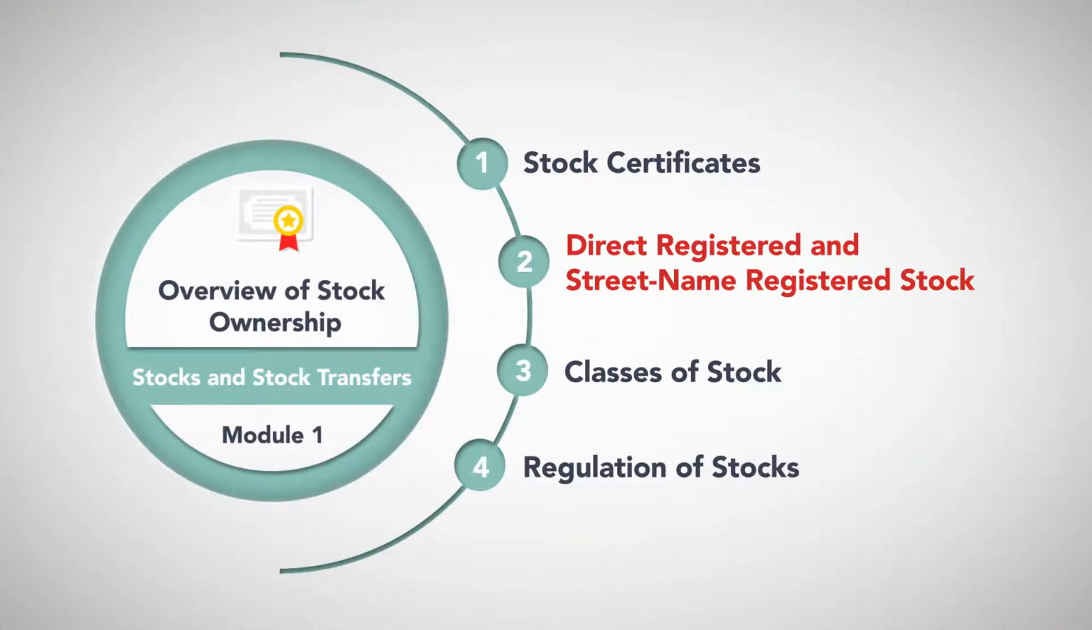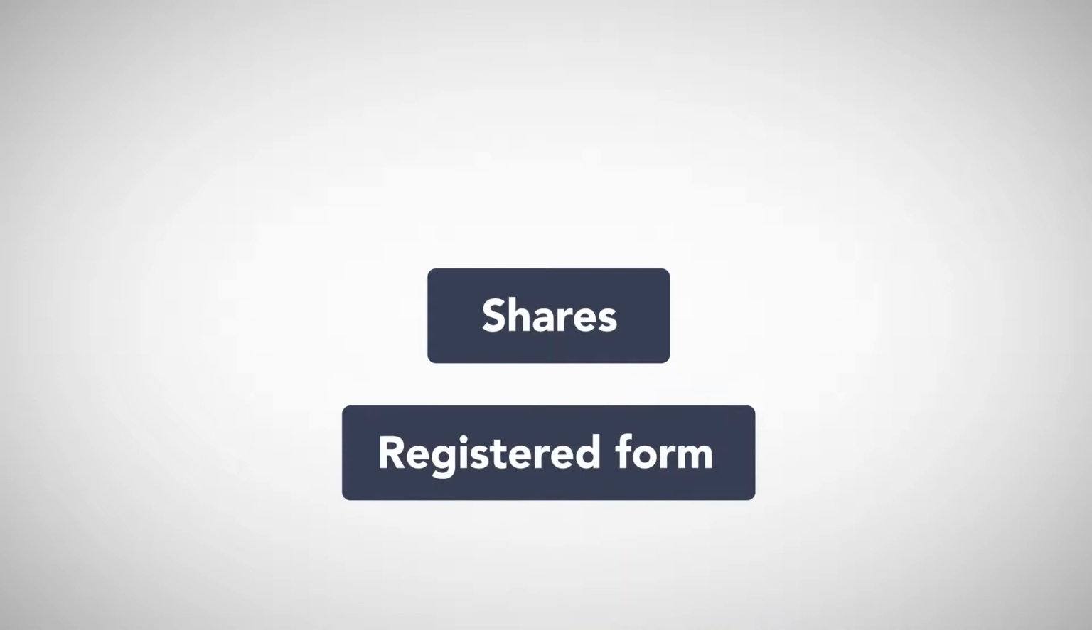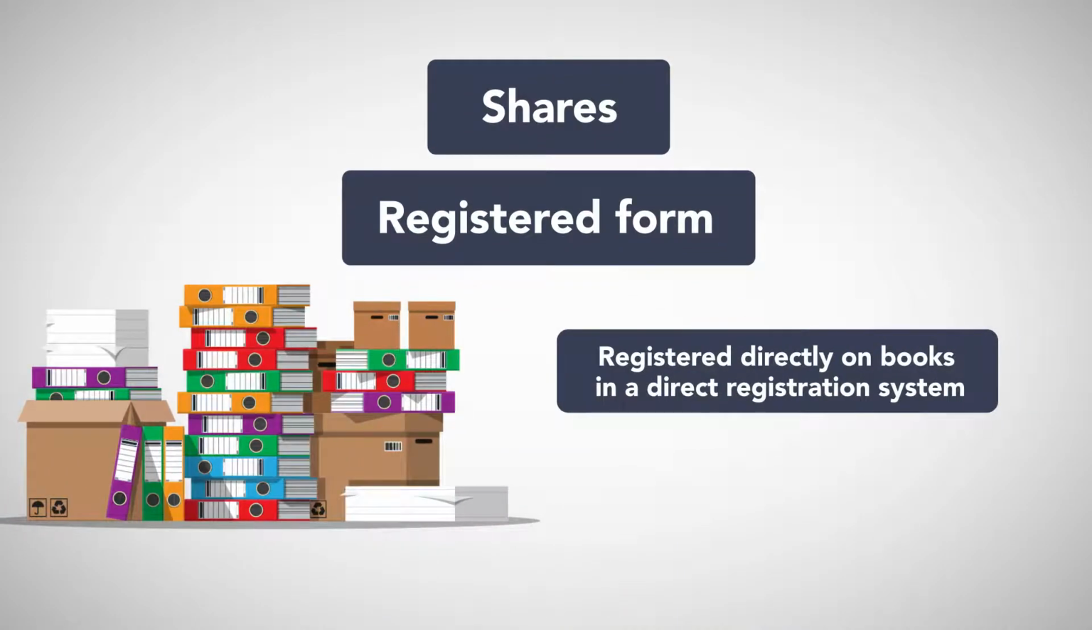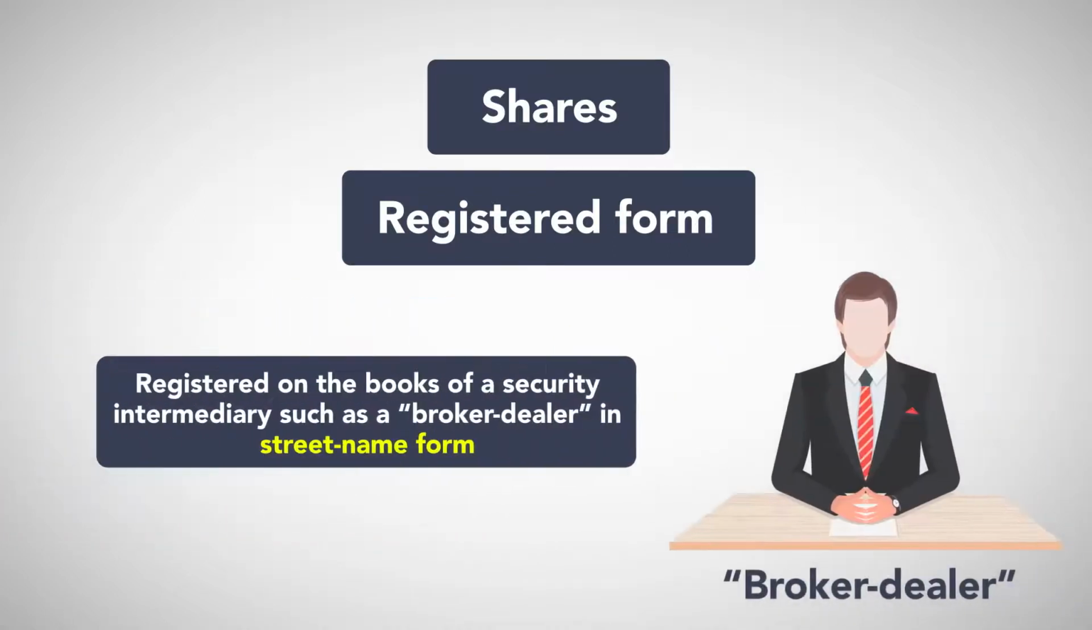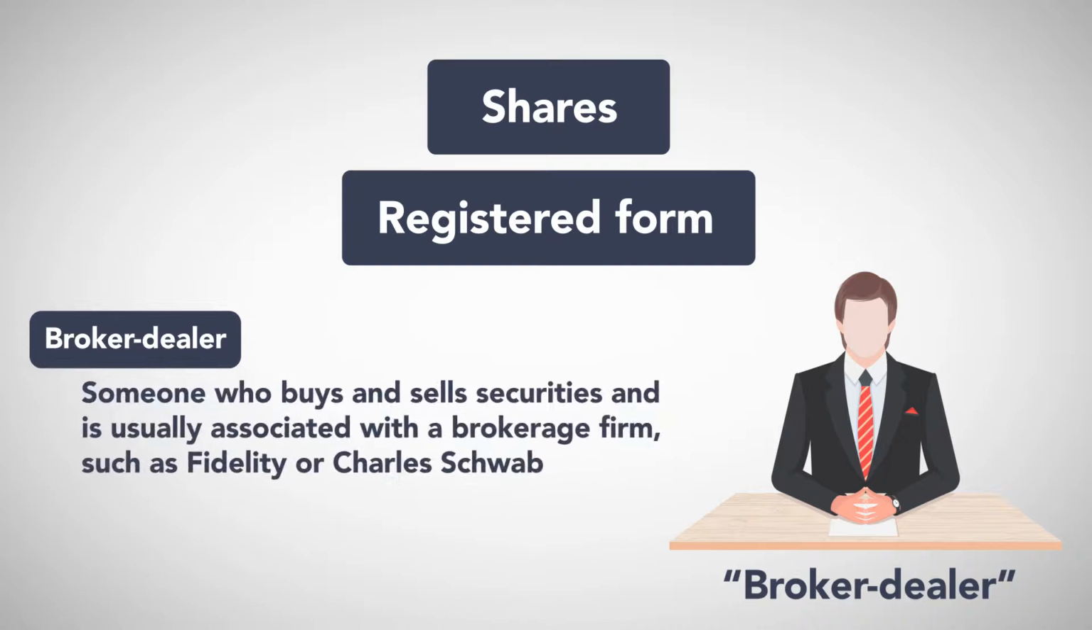Direct registered and street name registered stock. To hold shares in registered form means that the shares are either registered directly on the books by the issuer in a direct registration system, or the shares are registered on the books of a security intermediary, such as a broker-dealer, in street name form. A broker-dealer is someone who buys and sells securities and is usually associated with a brokerage firm, such as Fidelity or Charles Schwab.